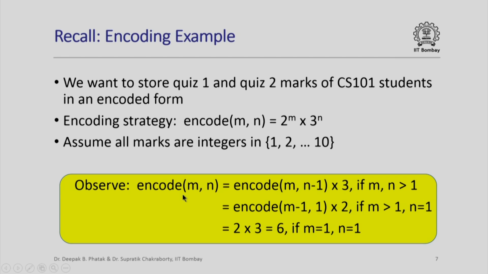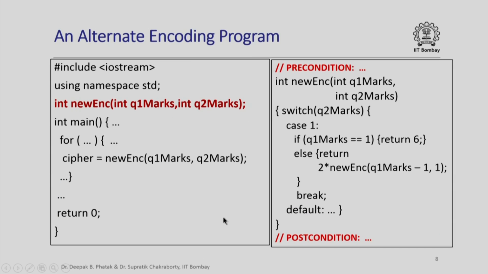So what I want to draw your attention to in this slide is that when I just specified the problem like this, we came up with a C++ program which solved this problem, but now instead of specifying encode m n in this manner, I am basically writing the same function in this alternative manner, where I am saying that to compute the value of encode m comma n, if I already had the value of encode m comma n minus 1, then I could multiply that by 3 to compute the value of encode m comma n, and similarly for encode m minus 1 comma 1.